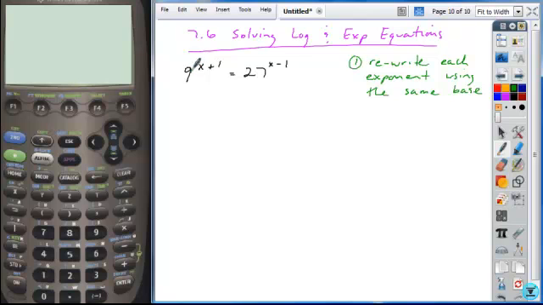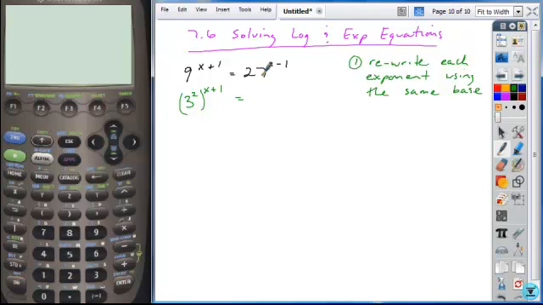So what do you notice about 9? Is 9 a perfect power? 9 is what perfect power? 3 squared, right? So if you think of this as 3 squared to the x plus 1, now you've changed that from a base of 9 to a base of 3.